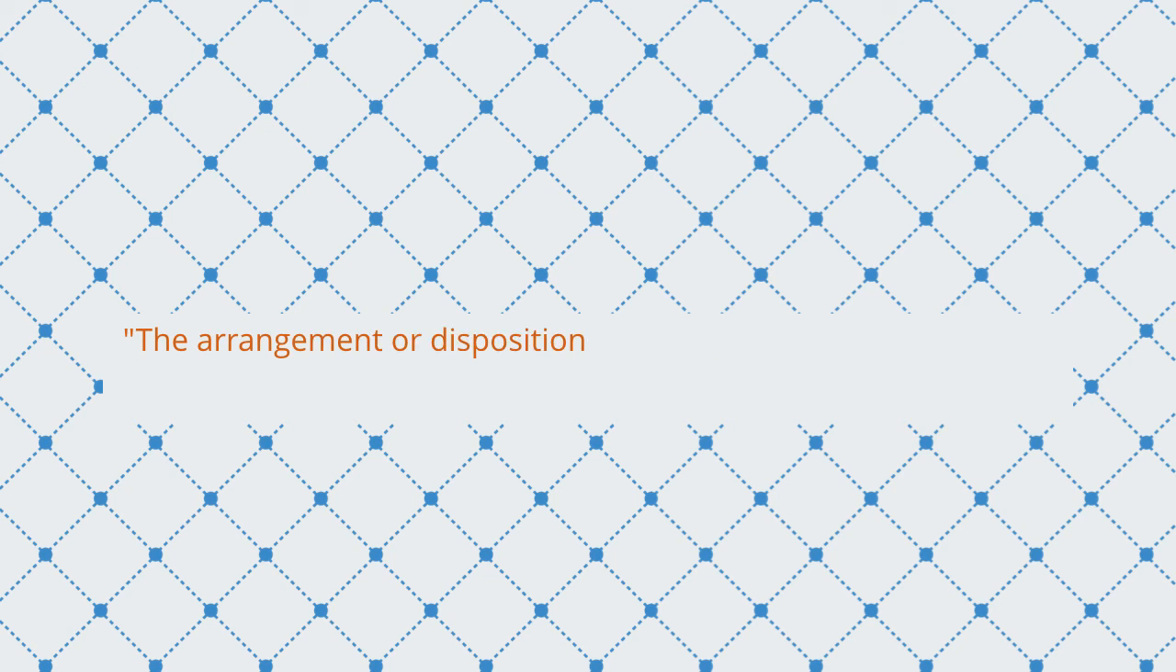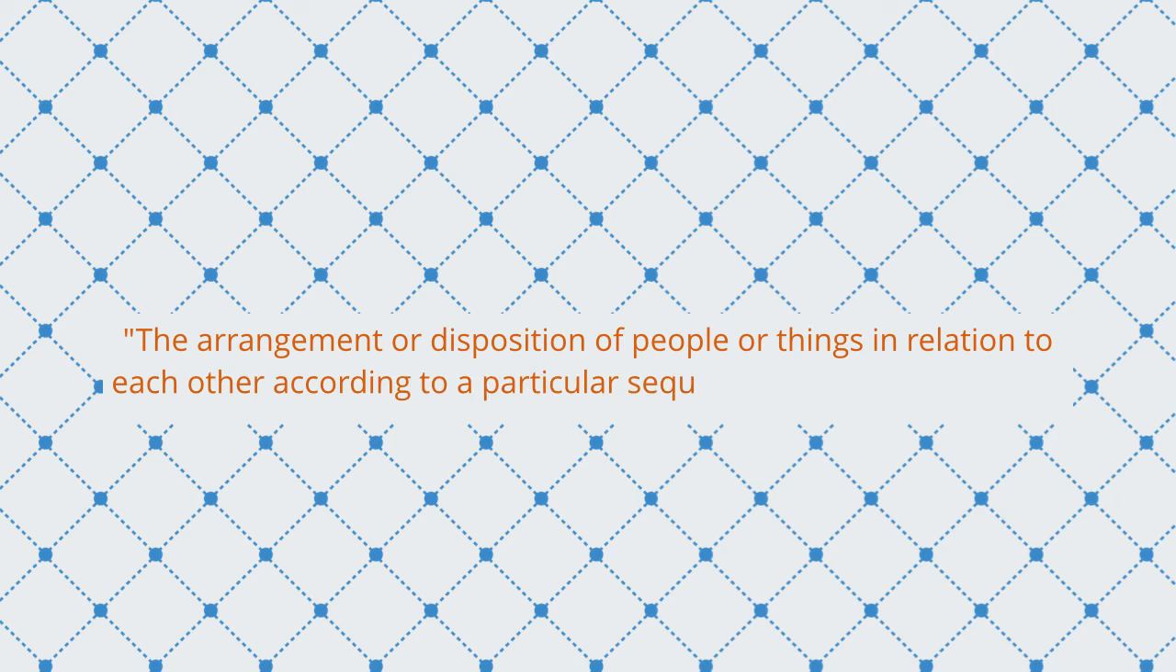Symmetry can also be used to define the level of order within a system. Here, the term order is being used to mean the arrangement or disposition of people or things in relation to each other according to a particular sequence, pattern, or method.